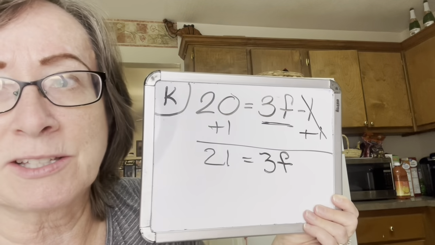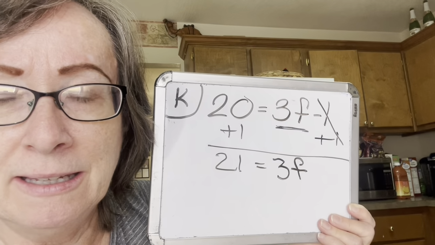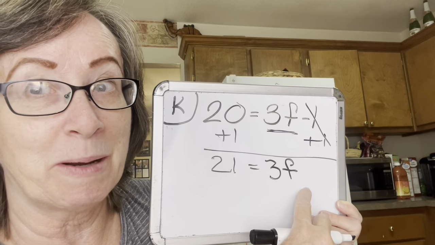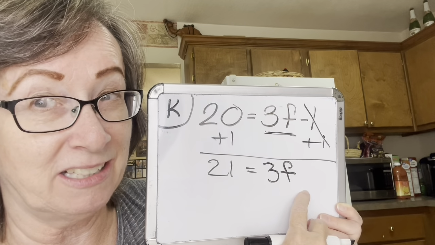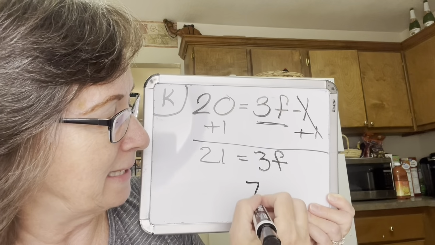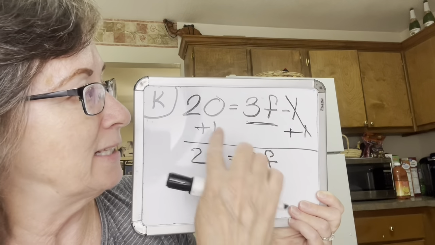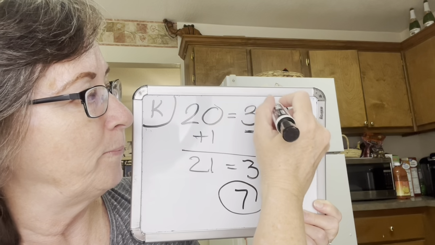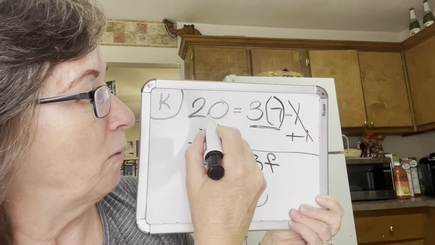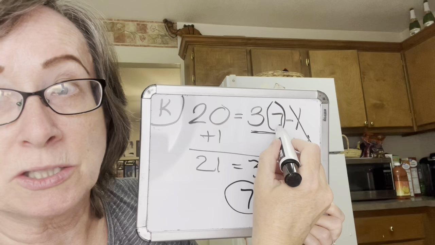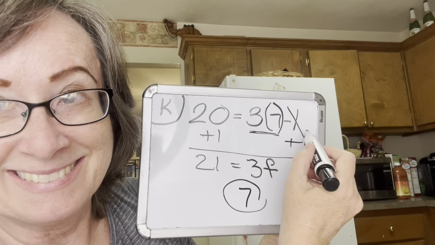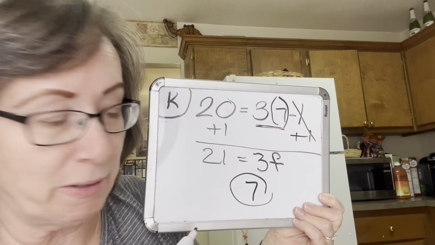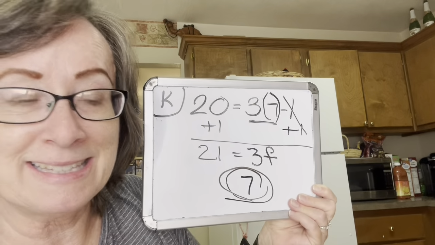3 times something is 21. I bet you know that in your head. The answer is 7, right? And 21 divided by 3, remember, division and multiplication undo each other. So the answer is 7. So now let's check it. Let's go with 7 back up here and see if it works. 20 equals 3 times 7, which is 21. Take away 1. 21 take away 1 is 20. And that's what makes it true. So the solution is 7.